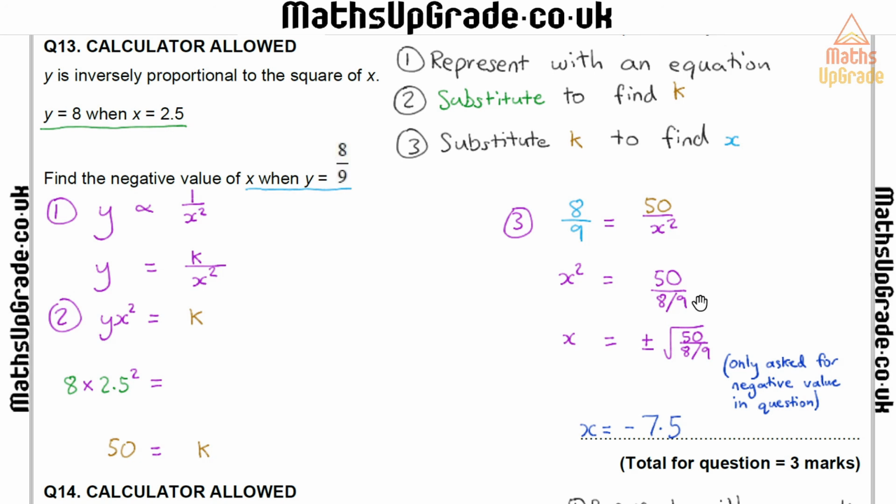And square rooting, I'll get plus or minus root 50 over 8/9. It's plus or minus since when I square root I can have a negative answer as well. Now they're only asking for the negative value of x, so that is negative 7.5 with a calculator. And that question there was 3.